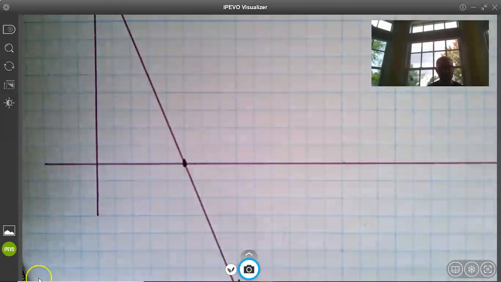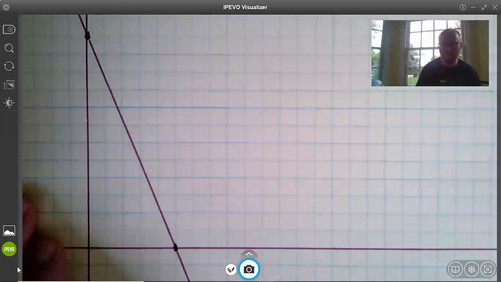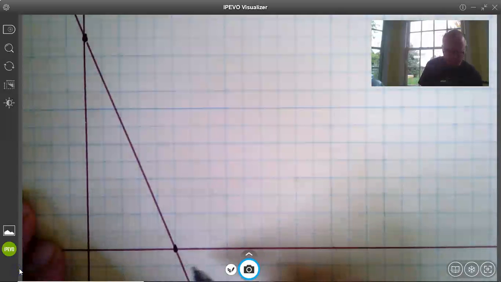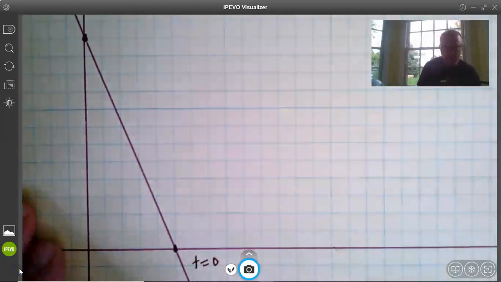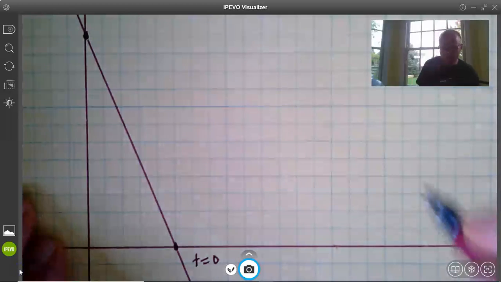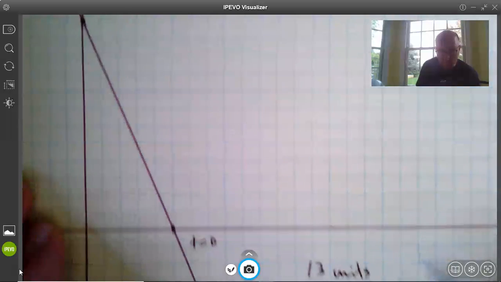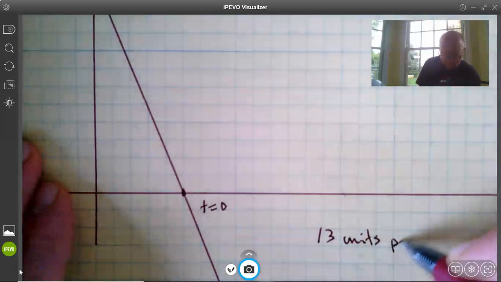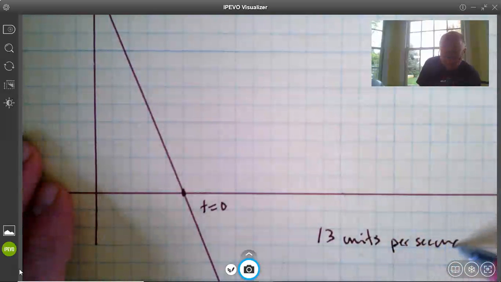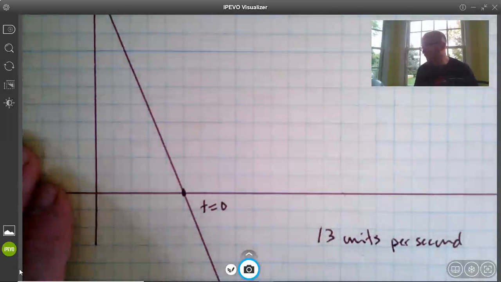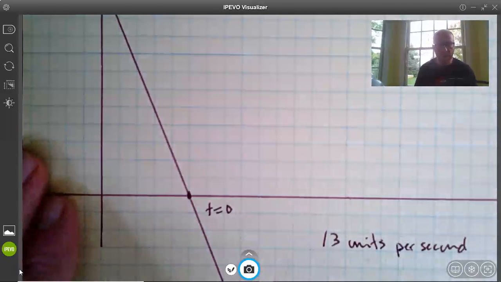Now let's take a look at these questions. We're told that the bug crosses the x-axis at t equals 0. It's traveling at 13 units per second. And we're asked, when does it cross the y-axis up here?